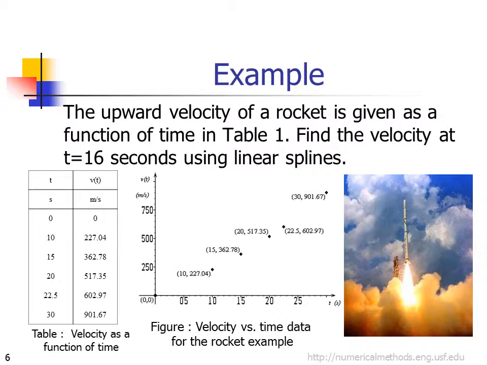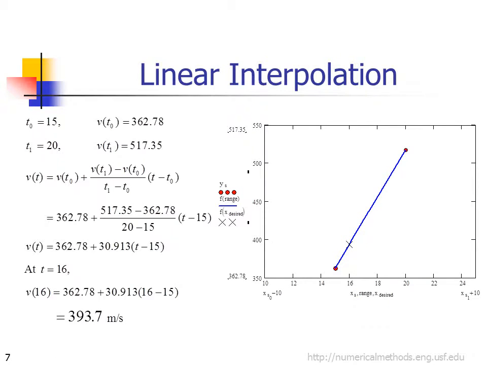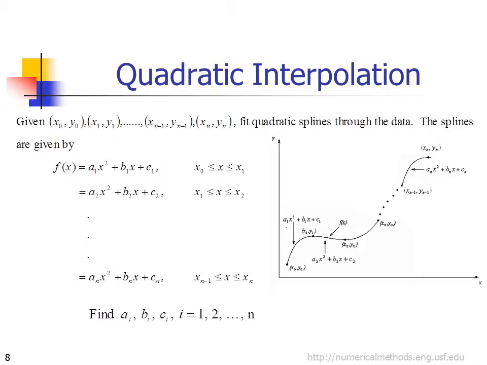Here is an example: t is given, velocity is given, we have drawn the points and joined the 2 points, we have used the formula to find the velocity at t, substituted the value of t, and we have got the velocity at 16. So this is the linear interpolation, which is not our topic, but we are going to study quadratic interpolation. What is quadratic interpolation? It is joining the points but in a quadratic manner. It's not a straight line, it's a curve.